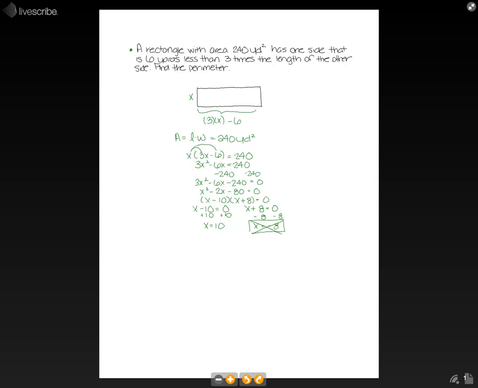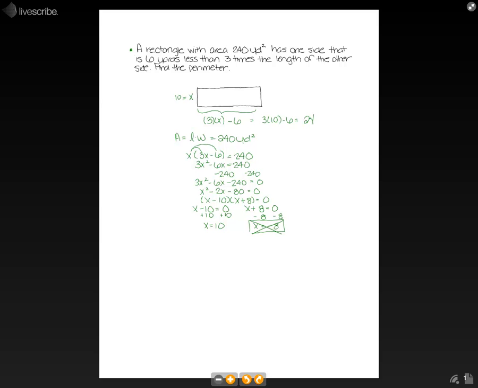Now we know that we have a relationship between the width and the length of the rectangle, so we can plug the 10 in. So if we say this equals 10, we'll know that this side, the long side, is 3 times 10 minus 6, which is 24, because 30 minus 6 is 24. Now we need to solve for the perimeter, since that's the final thing that we're looking for.